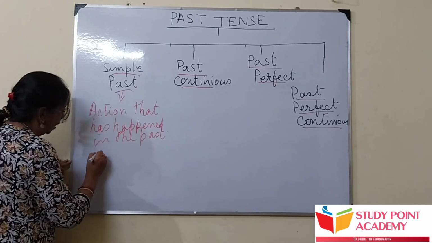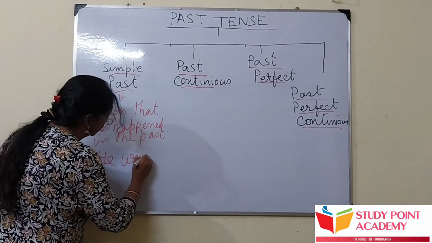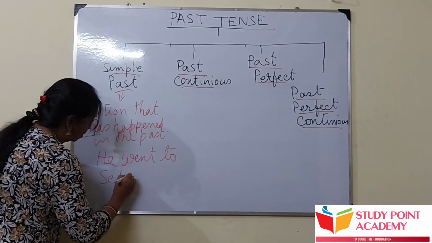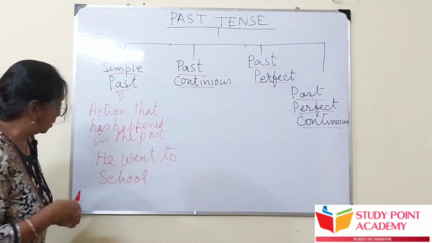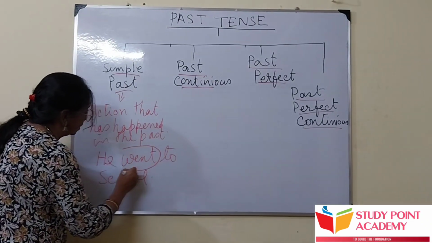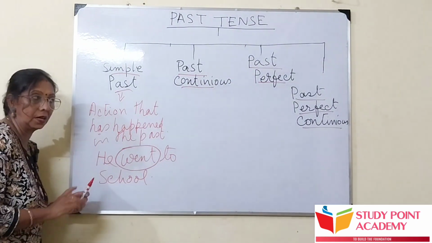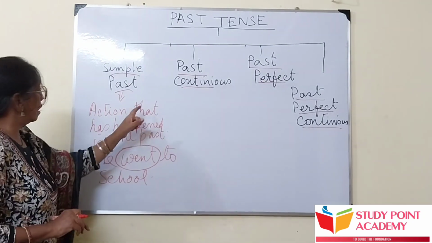For example, he went to school. Went is the simple past of go. Go, went, gone. So went is the simple past of go.